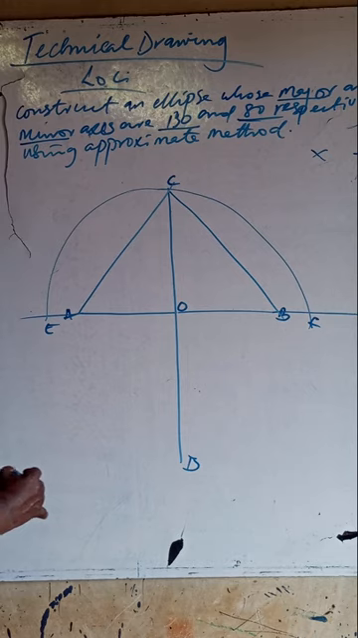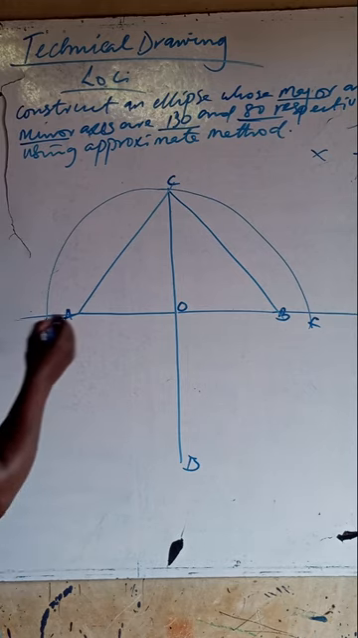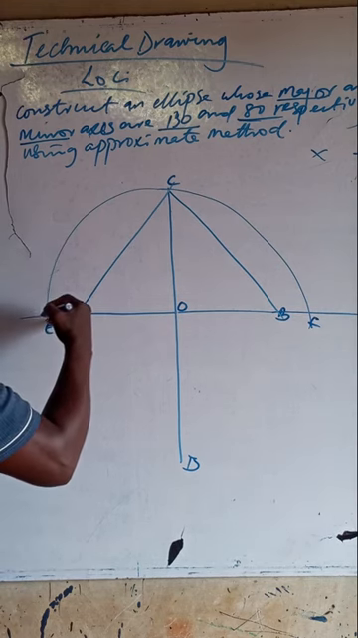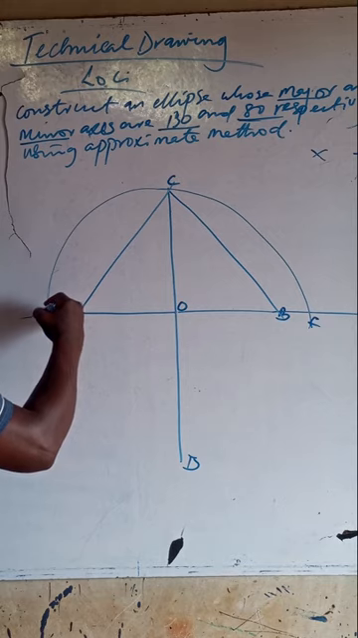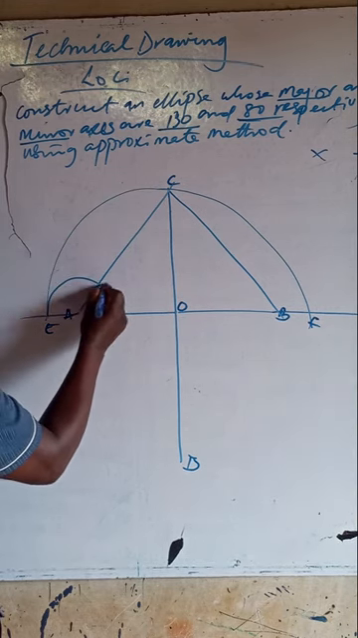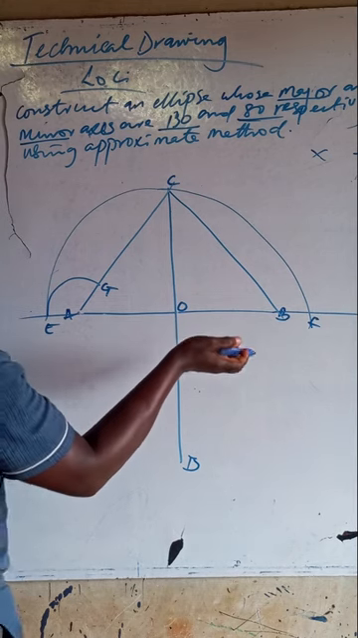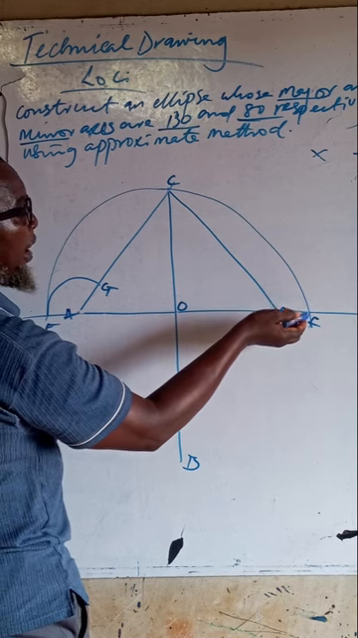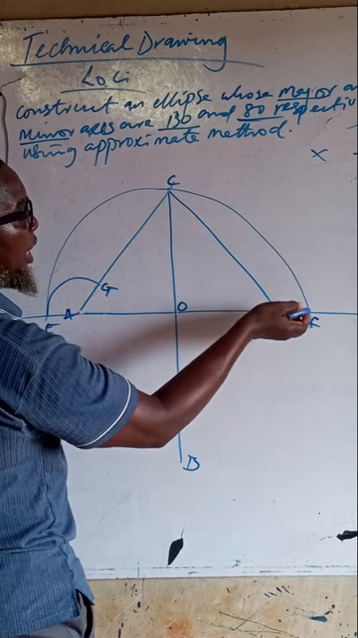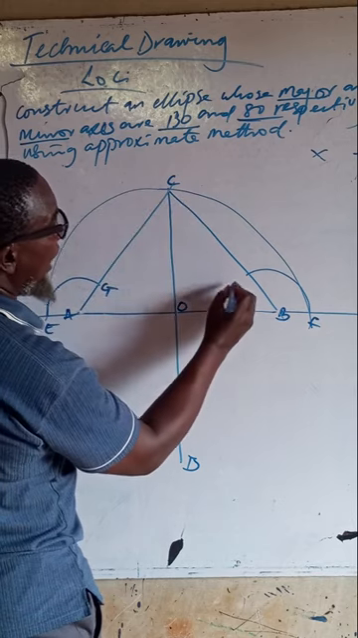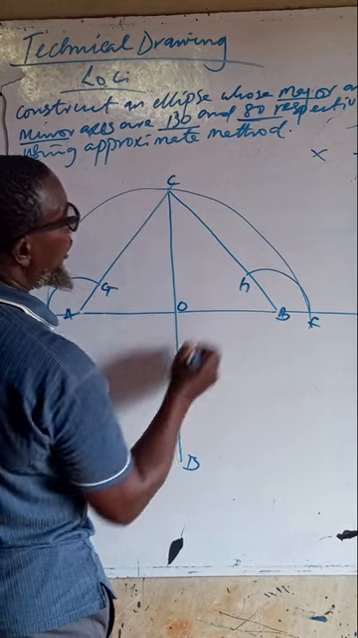After you have done that, the next thing you're going to do is to take A as center of an arc. You put your pin on A and EA as the radius, and you draw an arc like this. Let us call this place G. Do the same thing on this other side. You put it on B, that is BF as radius, and you draw another arc. It will intersect CB at H.